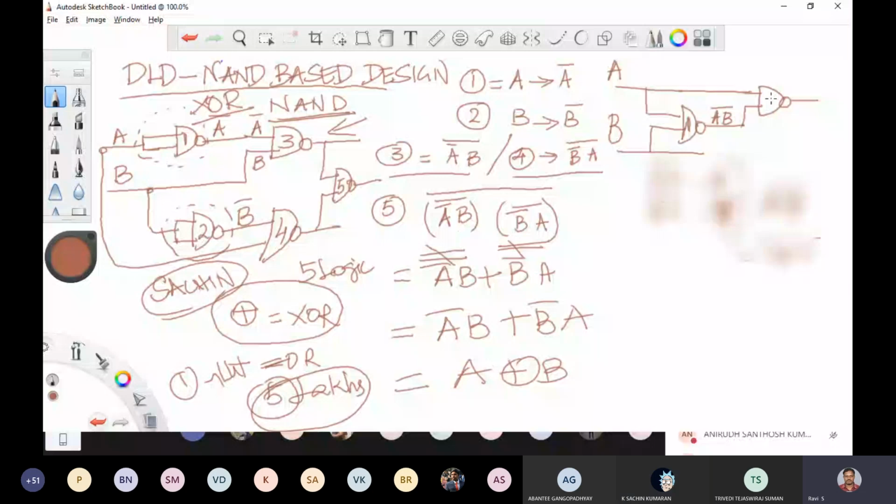So Sachin developed with 5 lakhs. Now Abanti developed the same exclusive OR logic using 4 logic gates. She is telling that 4 lakhs is sufficient for the design, while Sachin's design required 5 lakhs. So number 1 will give you AB the whole bar, since that is NAND logic, correct?